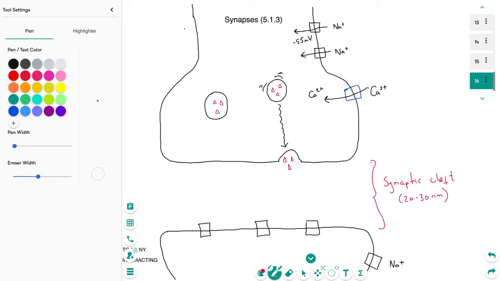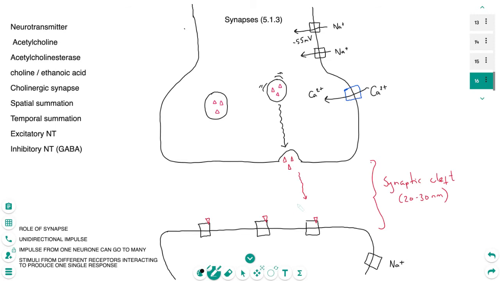called neurotransmitters. They're going to diffuse across, and they're going to bind onto receptors on the membrane of the postsynaptic neuron. These receptors are associated with sodium ion channels. Those sodium ion channels are not voltage gated. They only open if the neurotransmitter binds on. So when it opens, sodium ions can pour in, they can diffuse in, causing depolarization.